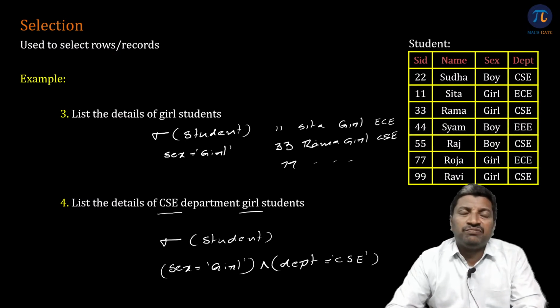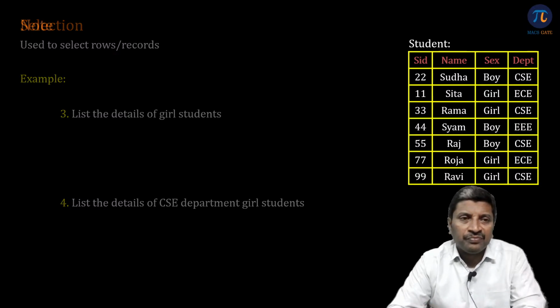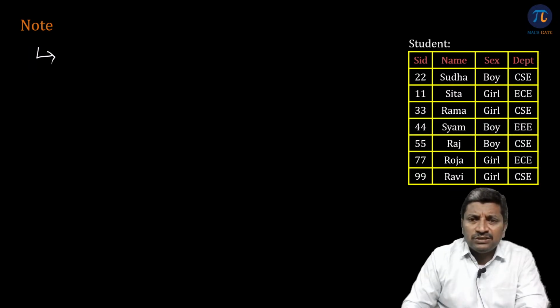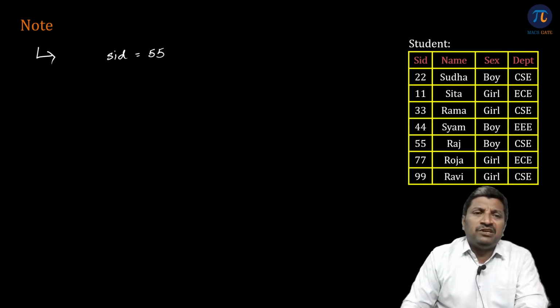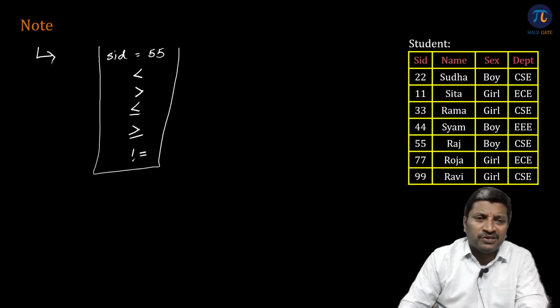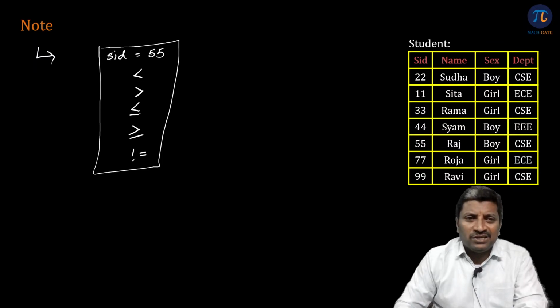So this is about how to filter the records from a given relation by using the selection operator. When coming to SID, we used SID equal to 55. Instead of equality, I can use less than, greater than, less than or equal to, greater than or equal to, not equal to. These are the relational operators which we can use on numerical values. Clear? And what are the logical operators?